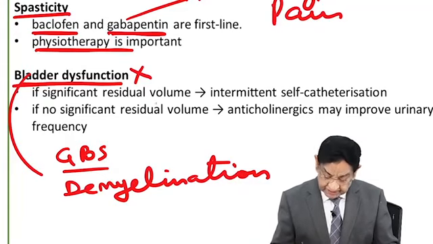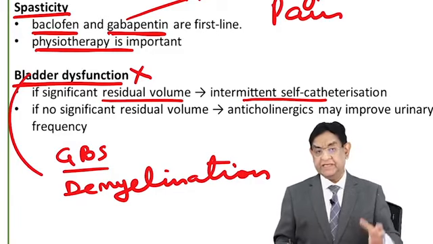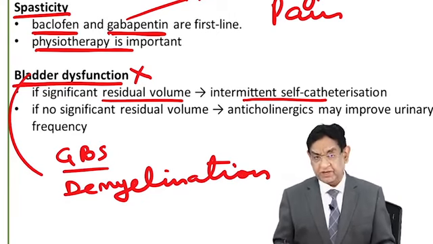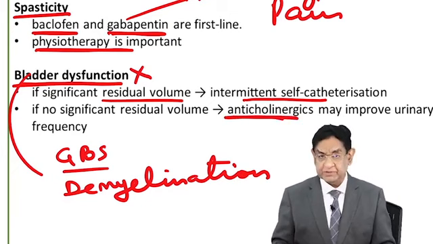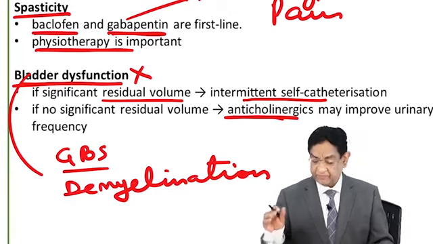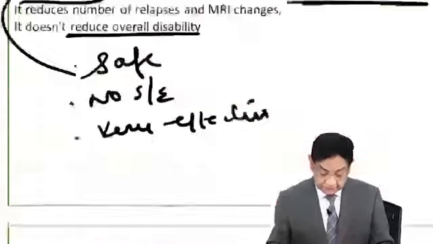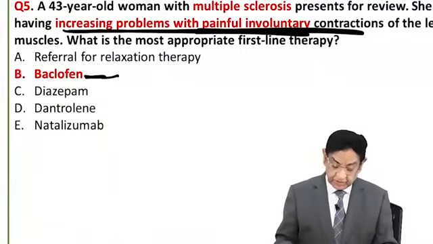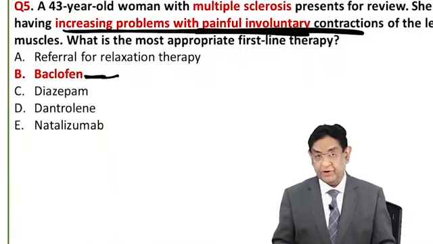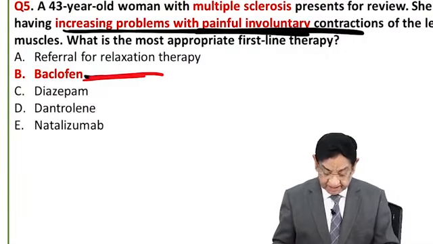Well, in this we can talk about intermittent catheterization, especially if residual urine is significant. But if residual urine is not significant, then even anticholinergics can be used. This is going to reduce the bladder frequency. Okay. So friends, with this basic concept, the question was, the patient has painful involuntary movement, what we'll give is baclofen, the answer.